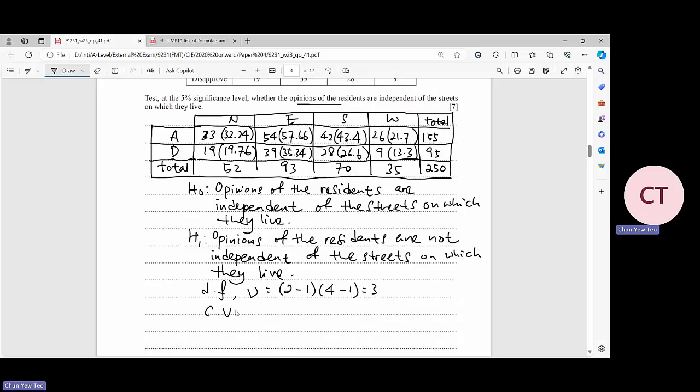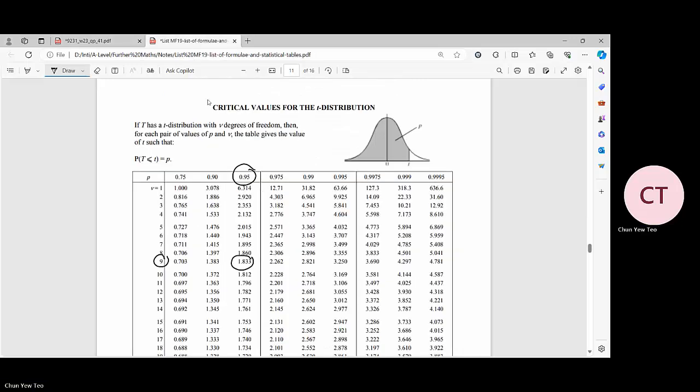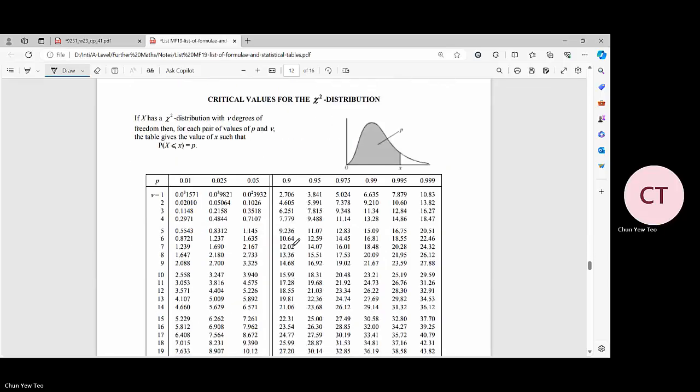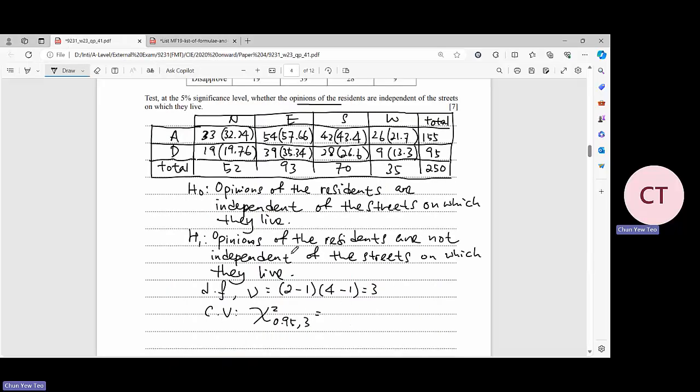So now your critical value is chi-square, your significance level is 5%, so this one will be 95. Then the degree of freedom is 3. So just use your table. Let's go for the chi-square. For chi-square, you are having 95, degree of freedom is 3, so you get 7.815.